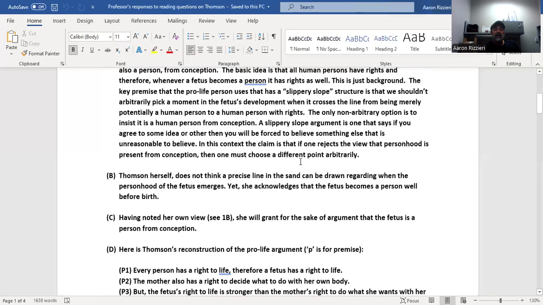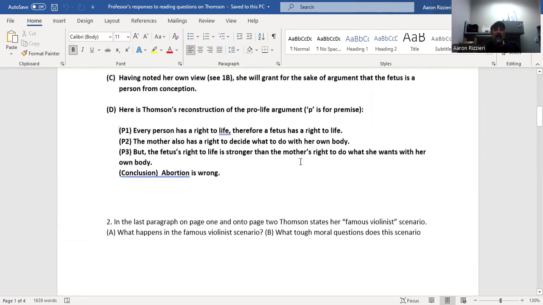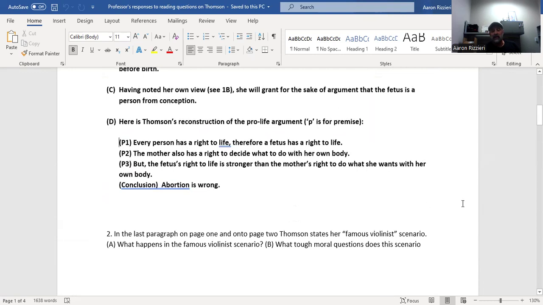Okay, let's go on to, this is all summarized here. All right, actually, part D is important because it plays a role as we go on. Here's Thompson's reconstruction of the basic pro-life argument. P is for premise. Premise one, every person has a right to life, therefore a fetus has a right to life. Because remember, we're granting for the sake of argument that the fetus is a full-fledged human person from conception.